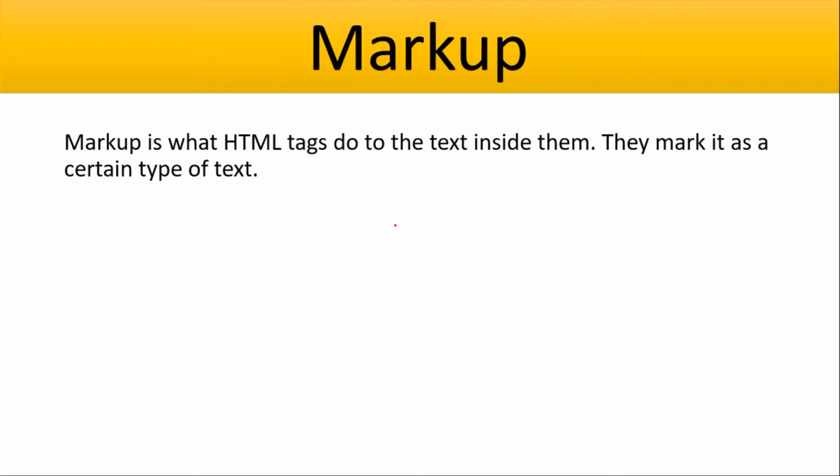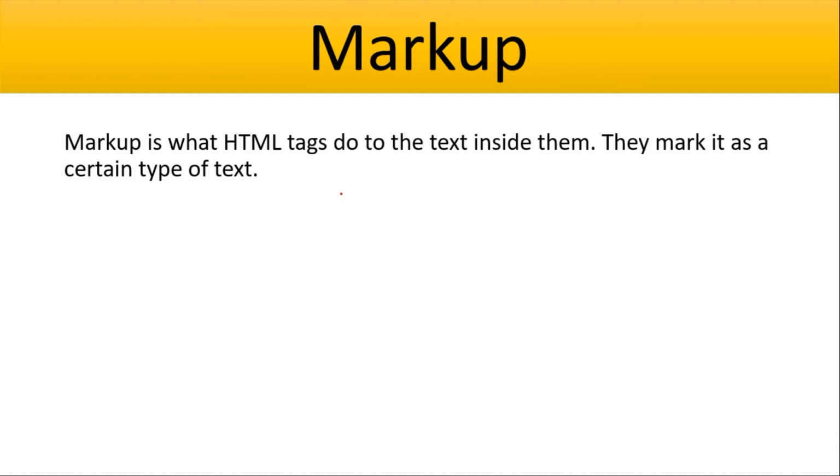Now we will see what markups are. Markup is what HTML applies to the text inside them: they mark it as a certain type of text. Markup means those HTML elements that are enclosed between a less-than sign and a greater-than sign, and with the help of that markup, HTML text is separated from normal text, and it is able to render different contents between those texts.